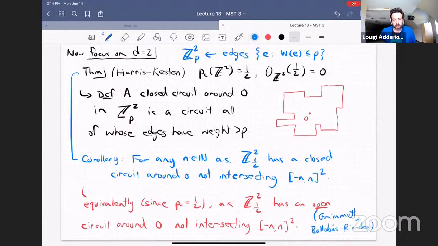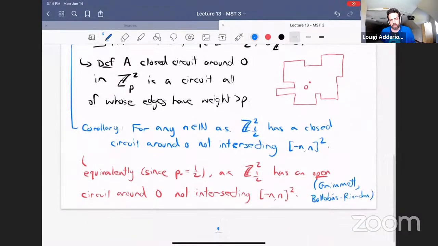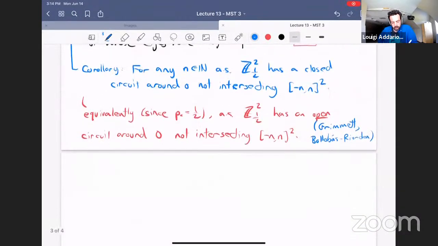Probably it also appears in Hugo Duminil-Copin's notes from this very sequence of summer schools a couple of years ago. I can't swear to that, but I suspect it's in there.